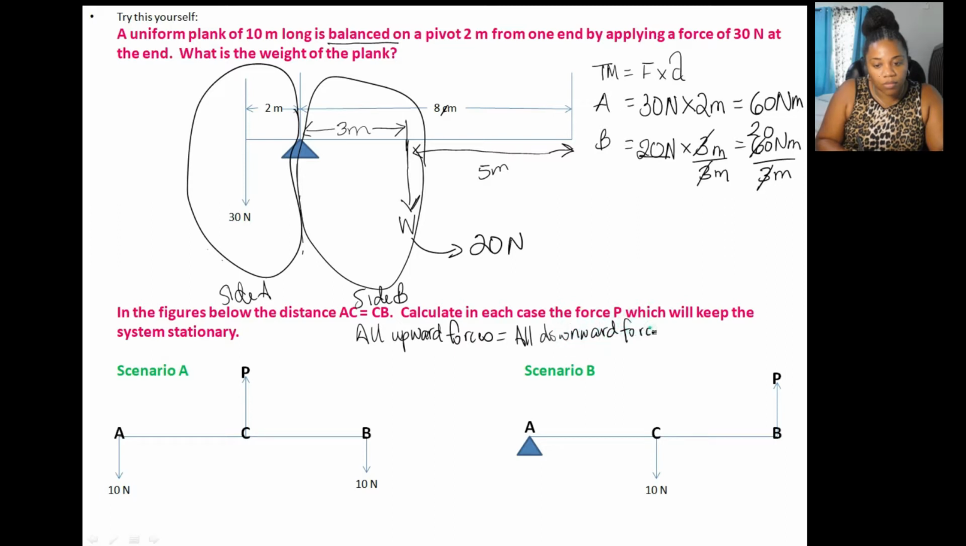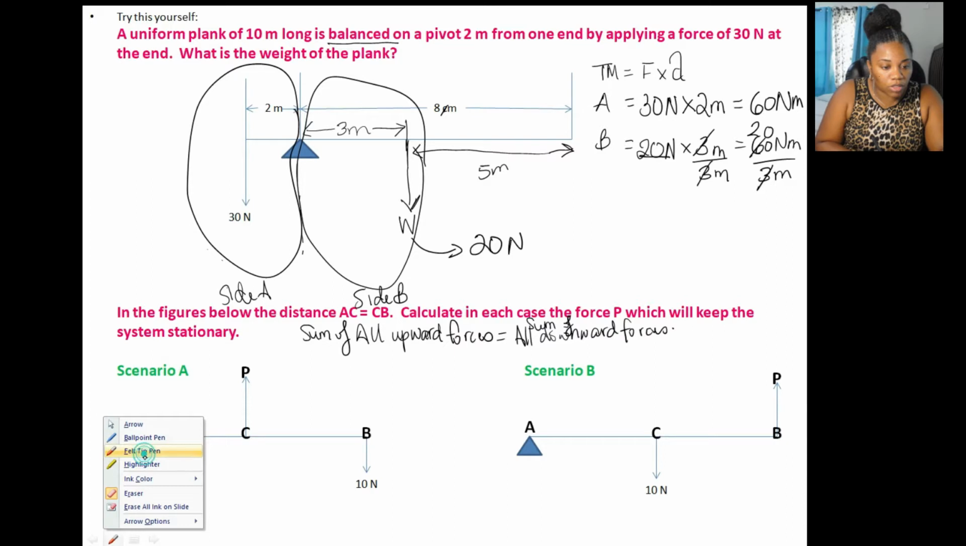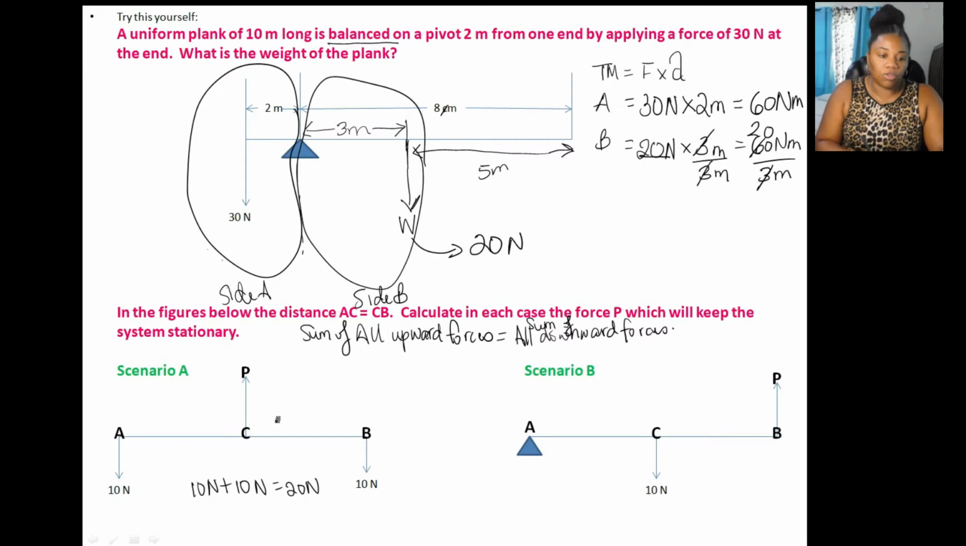Okay, so knowing that, the sum of all upward forces is equal to the sum of all downward forces. So all the forces going downwards, the sum of that would be 10 newtons plus 10 newtons, equal to 20 newtons. So for it to be balanced, whatever is equal down here will be equal to the sum of the forces up here. So this up here will be 20 newtons, correct?